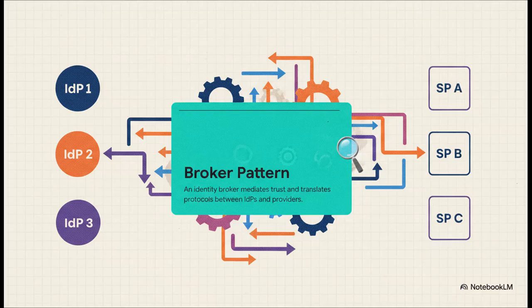Next up is the broker pattern. Think of an identity broker as a highly sophisticated translator sitting right between multiple IDPs and service providers. It mediates trust and translates protocols. So it's like taking older enterprise SAML assertions and magically turning them into modern OIDC tokens for newer web apps. This is an incredibly valuable tool to have in your back pocket during massive organizational transitions and multi-cloud architectures.